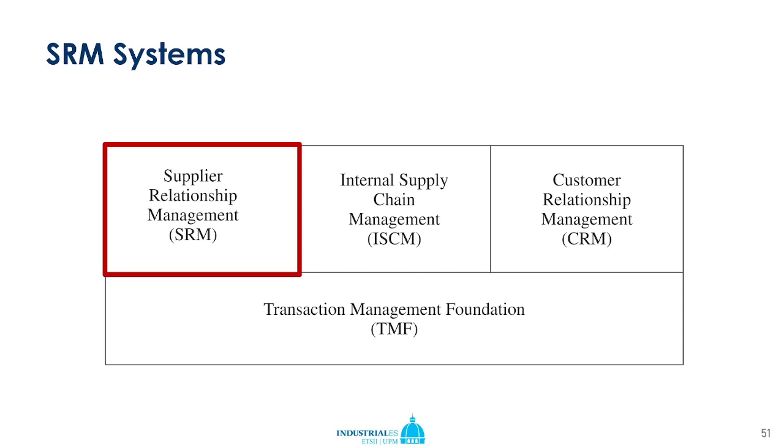In the previous videos, we've covered how the internal supply chain management is managed, and that is built or orchestrated upon a transaction management foundation, which is the ERP. What we're going to see next is how the organization relates to its suppliers and its customers by means of specific systems, which are called, obviously, SRM and CRM.